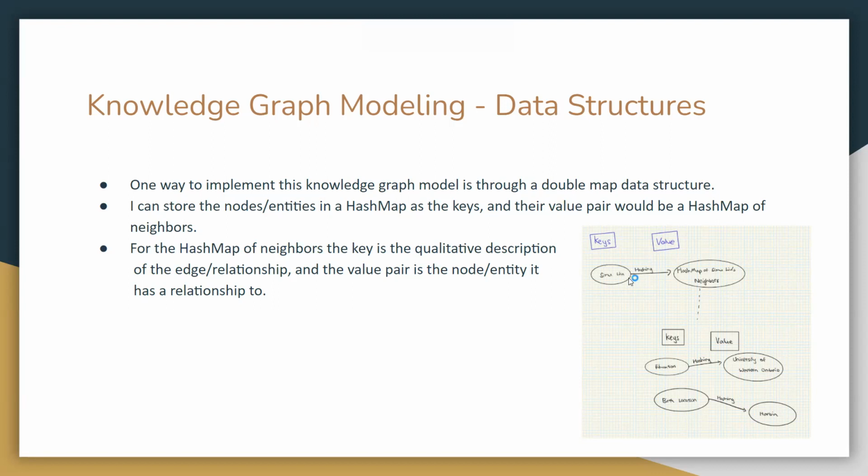For the previous example of Simu Liu, here's the key. So Simu Liu is the key, it's a node. And then we perform some hashing and get the value pair, which is the hash map of his neighbors. And some keys are the qualitative descriptions, as I previously mentioned, like the education or his birth location, which each will map to a different new node. So for education, it maps to University of Western Ontario, and for birth location, it maps to Harbin.